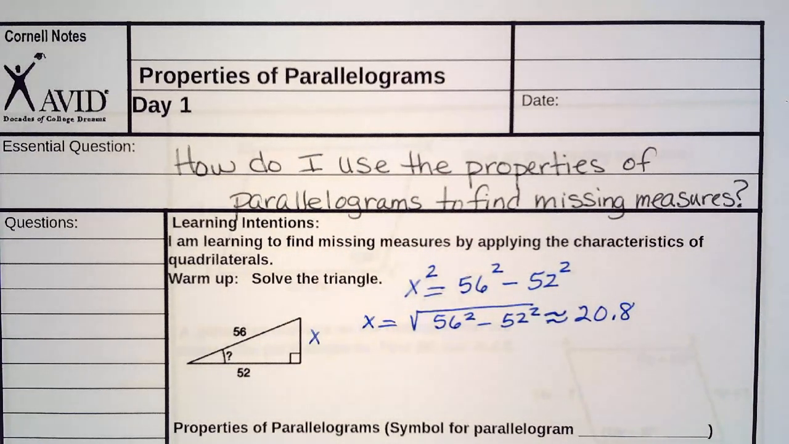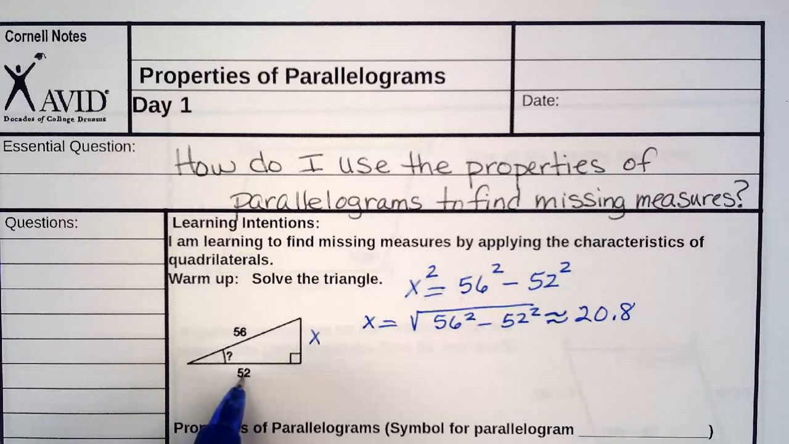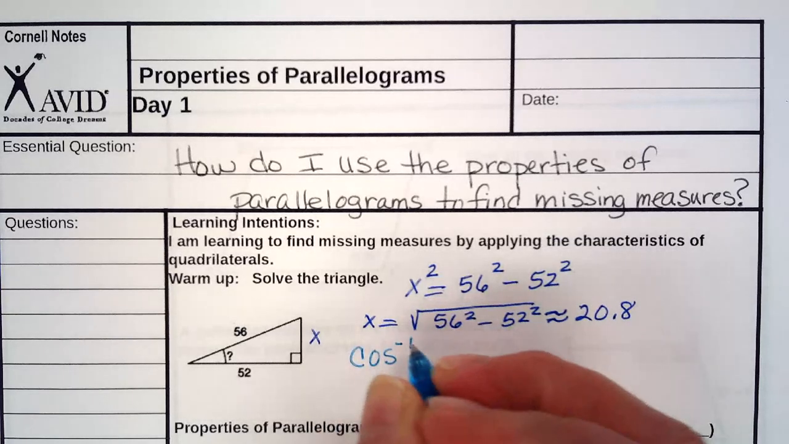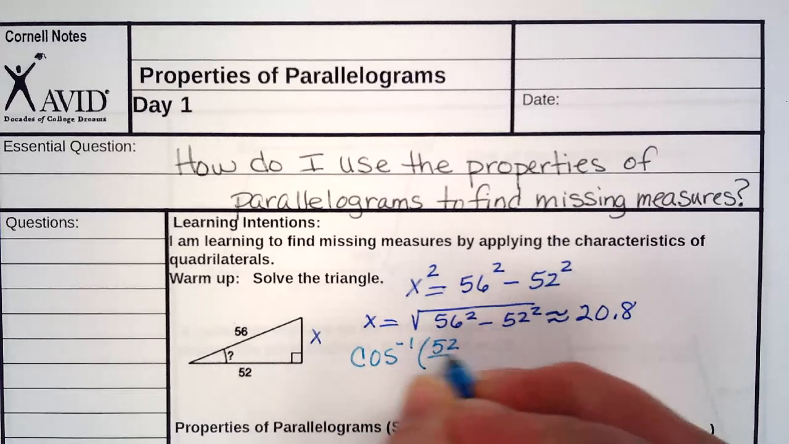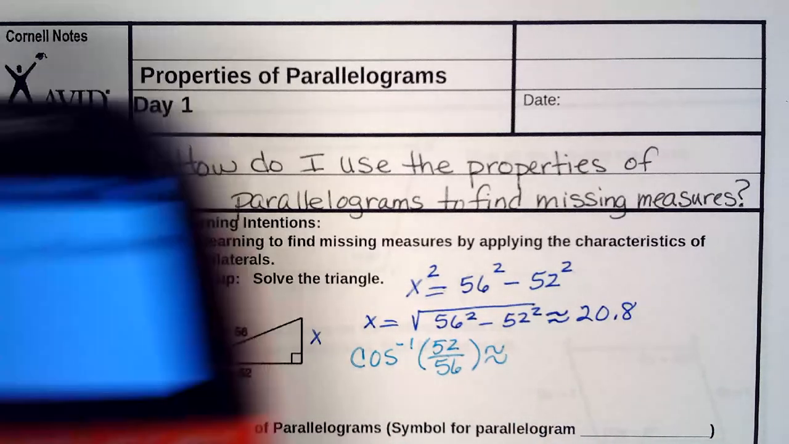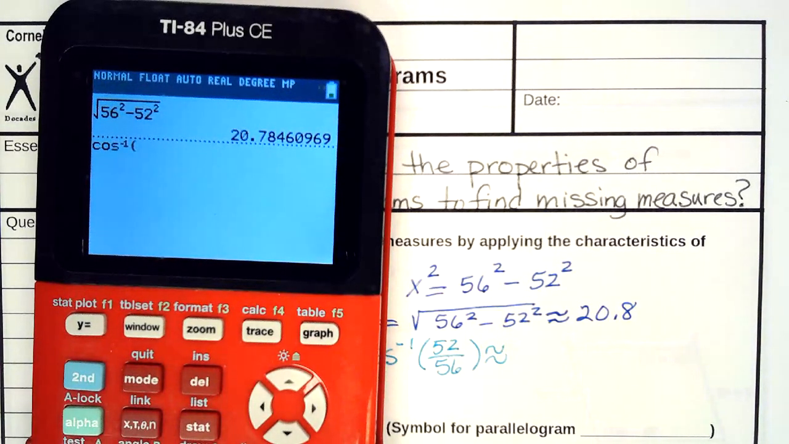Okay, now for the angle measures. If we start with the one that has a question mark, the two pieces we know are what? Adjacent and hypotenuse. That is your cosine. So the cosine inverse of 52 divided by 56 is approximately 21.8 degrees.